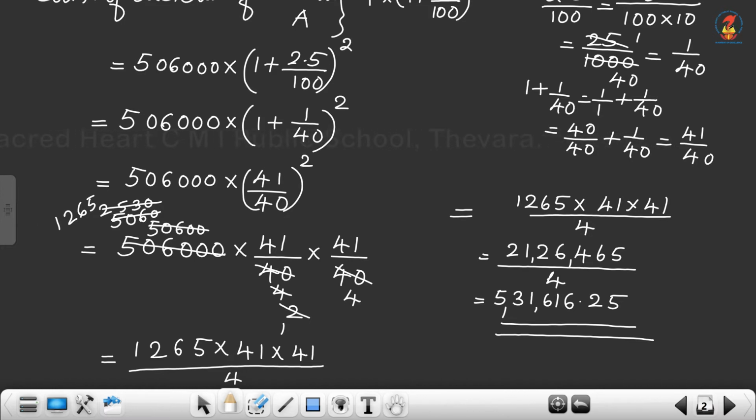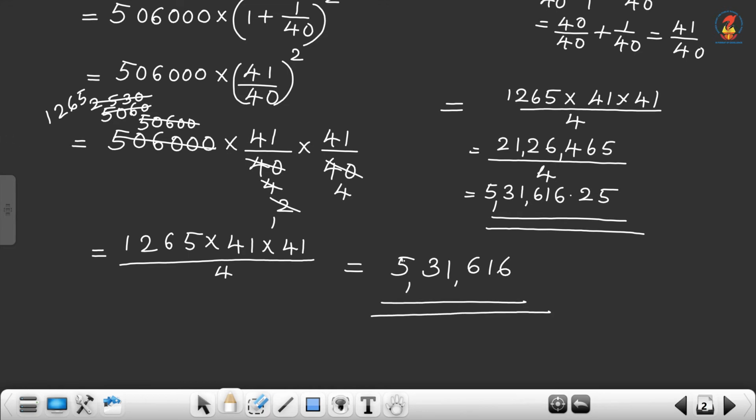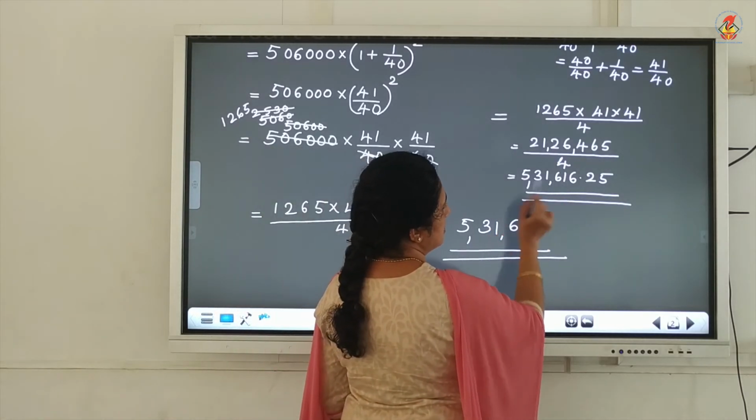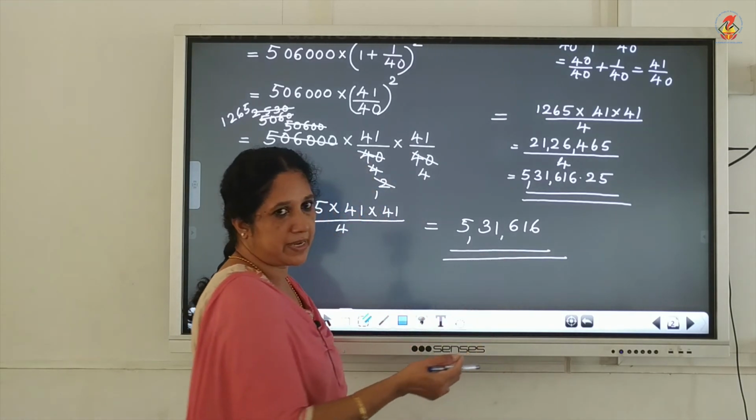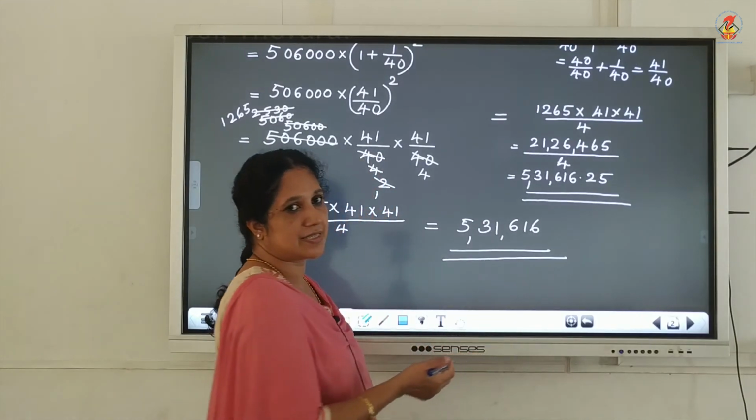5,31,616.25. So we can write it as 5,31,616. So approximately the value is 5,31,616. So we can find out the product. We will get the product as 21,26,465 divided by 4. So when you divide it, we will get the answer as 5,31,616.25. So the count of the bacteria, we have to get it as a whole number. So we can take it as 5,31,616 approximately.